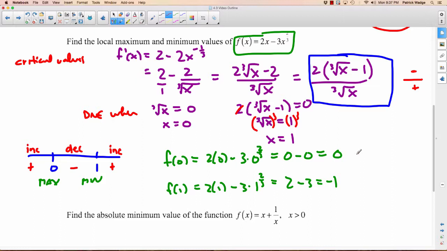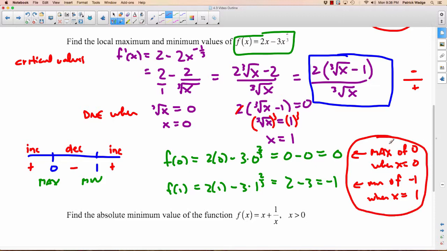So to summarize, we have a maximum of 0 when x equals 0, and we have a minimum of negative 1 when x equals 1.